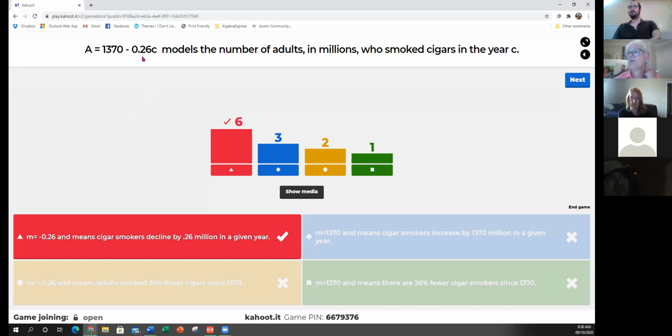negative 0.26 times the 2018, subtract it from 1370. And because it's negative, every successive year, the number of, I just totally made this up anyway. I have no idea about anything about cigar smokers, but according to my imagination, every year the number of cigar smokers is going down by that ratio.